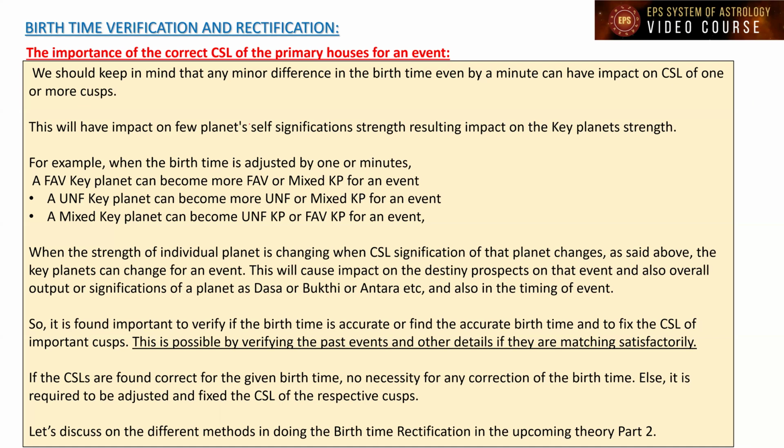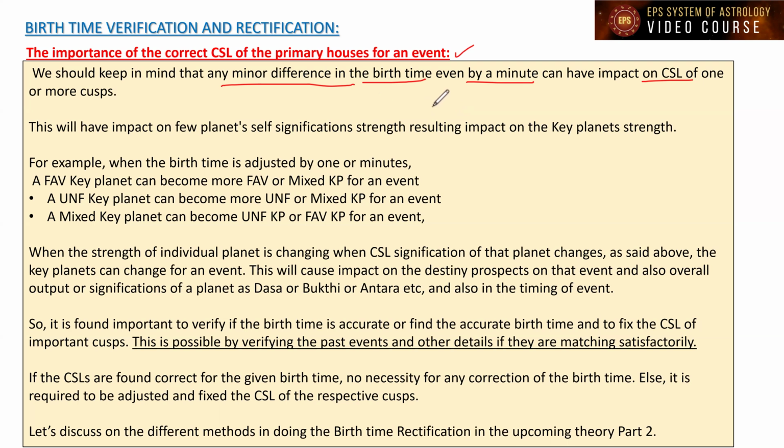The importance of the cuspal sublord of the primary houses. We should keep in mind that any minor difference in the birth time, even by a minute, can have an impact on the cuspal sublord of one or more cusps. Suppose the birth time is reduced by 1 minute, so instead of 6 a.m., it was 5:59 a.m. It can have an impact on some cuspal sublords, maybe one or more, or sometimes may not. It may require a reduction of 2 minutes to have an impact on the cuspal sublord.